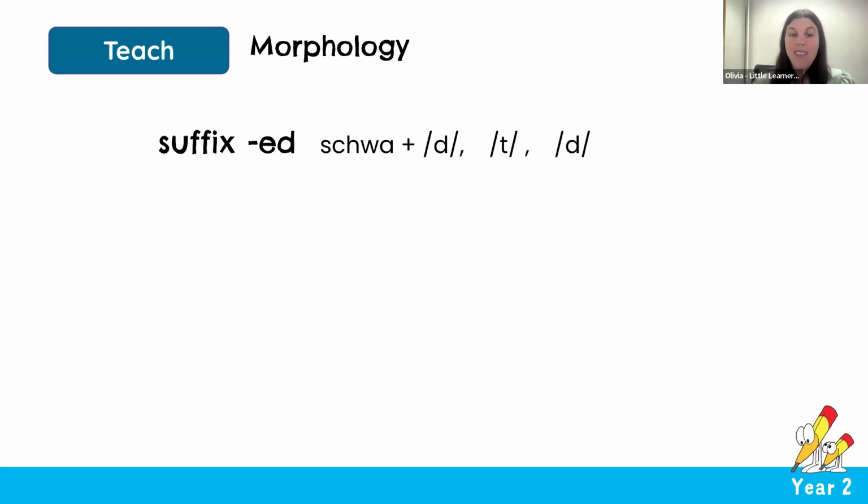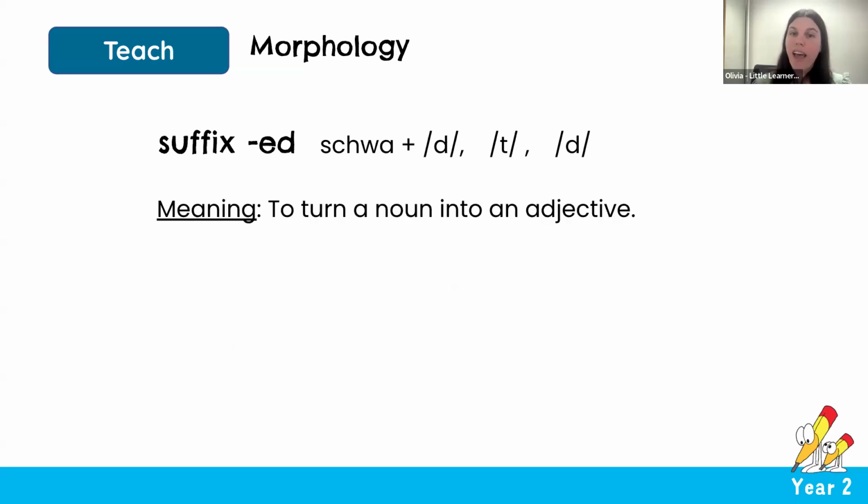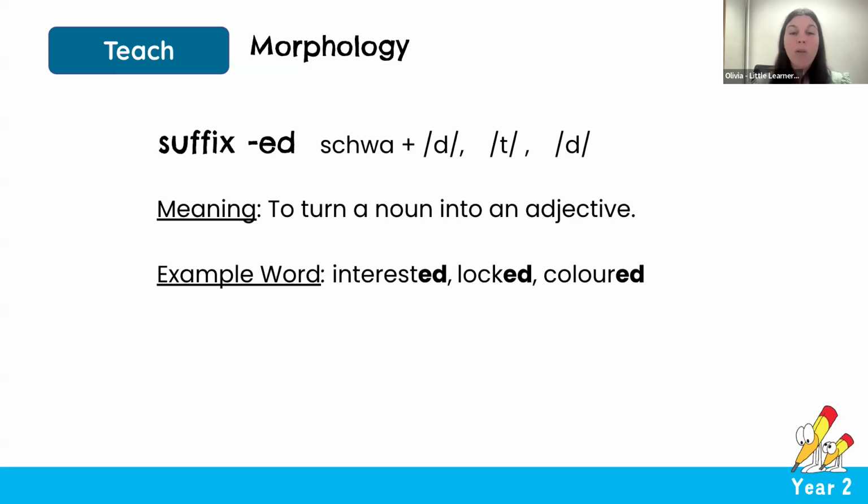The other role of the suffix ed is to turn a noun into an adjective. We can see again with the example words interested, locked and coloured that the suffix ed is added. When the suffix ed is added, the meaning changes from a noun like interest to an adjective, interested. And for fun, an example sentence including all 3 pronunciations of ed, a coloured, striped, ripped dress hung on the line.